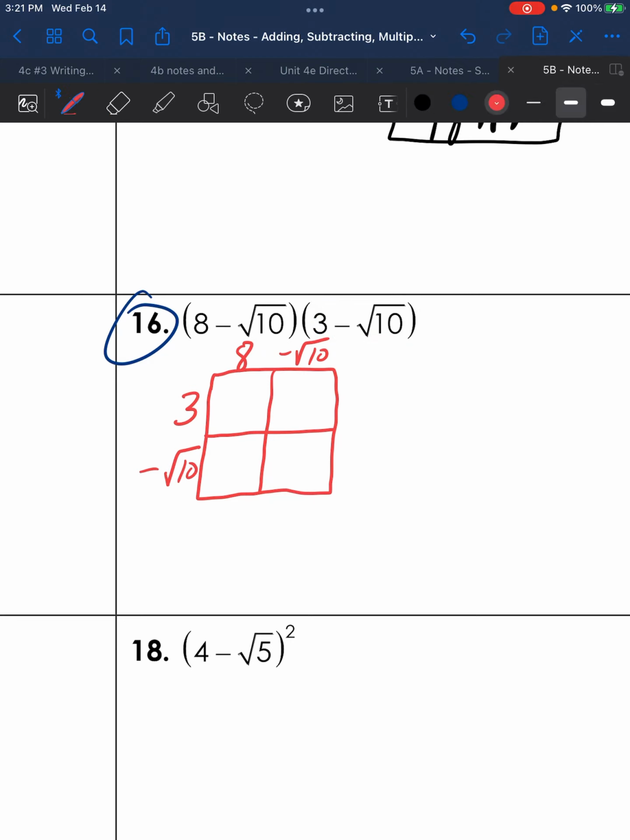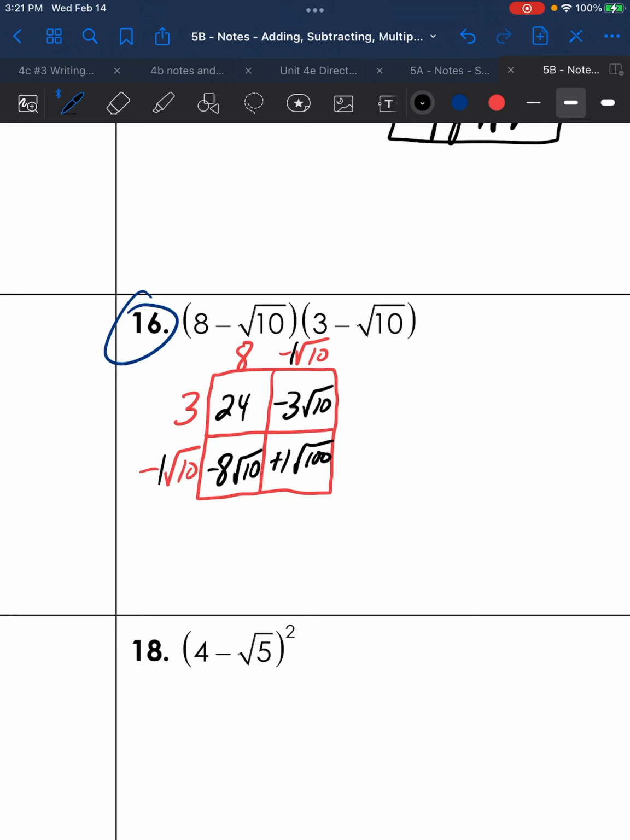And now I'm going to multiply just like we've done in other units. 3 times 8 is 24. 3 times a negative 1 is negative 3, and then there'll be a square root of 10 that comes along with it. 8 times a negative 1 is negative 8, square root of 10. Negative 1 times negative 1 is positive 1. And then square root of 10 times square root of 10 is 100. Anytime you get something like square root of 100, you could just write 10 there if you want. 10 times 1 is 10.